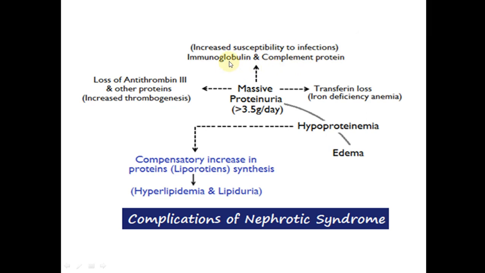So what happens in nephrotic syndrome? These immunoglobulins or antibodies and complement proteins are also lost in the urine. As a result, the person becomes deficient in these immunoglobulins and complement proteins, and this deficiency makes the person more susceptible to infections.